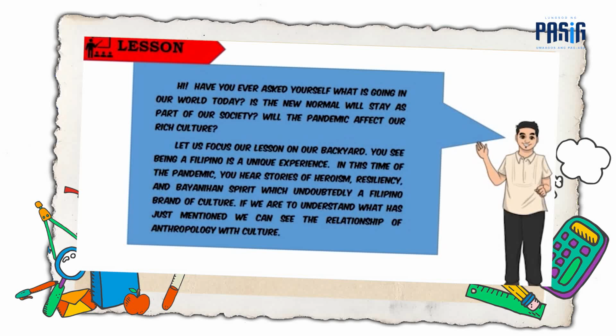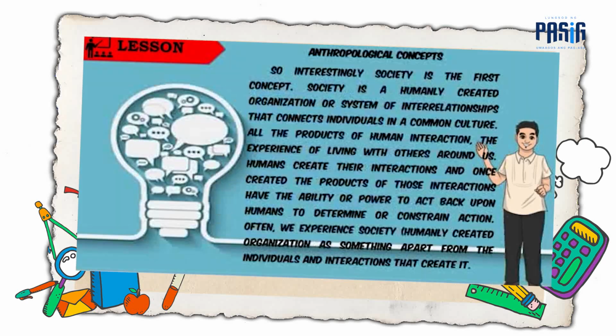If we are to understand what has just been mentioned, we can see the relationship of anthropology with culture. Anthropological concepts. Interestingly, society is the first concept. Society is a humanly created organization or system of interrelationship that connects individuals in a common culture. All the products of human interaction, the experience of living with others around us. Humans create their interaction, and once created, those products have the ability or power to act back upon humans to determine or constrain action.